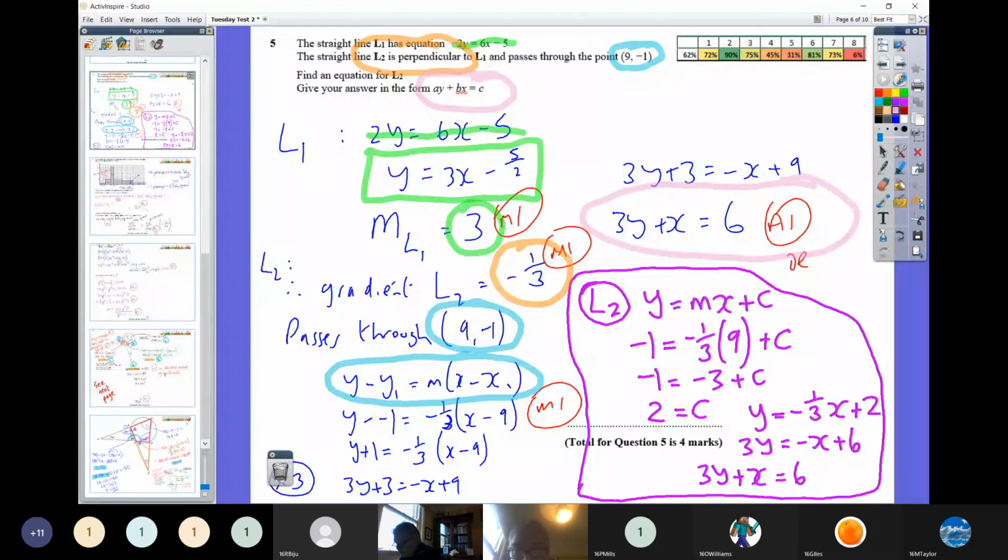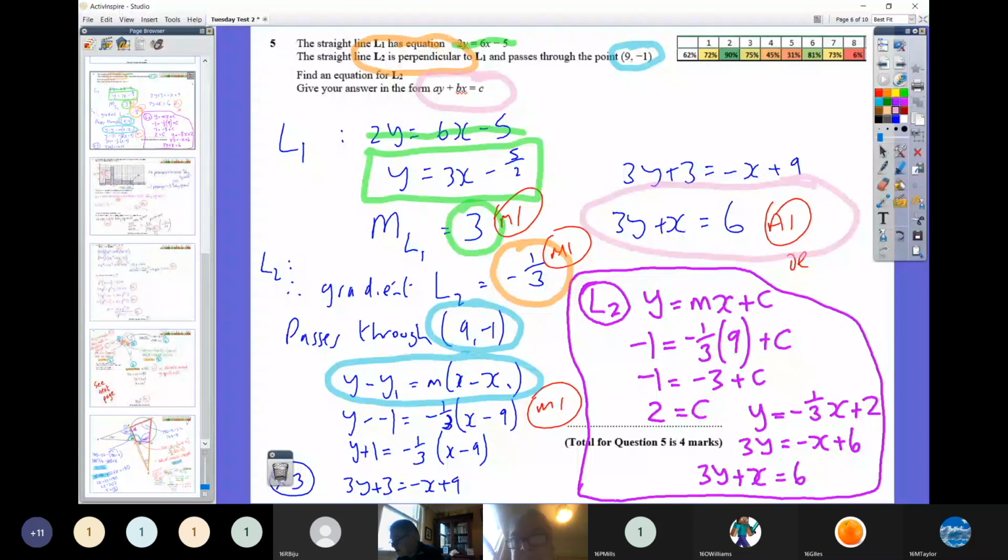Now that bit in purple is just the alternative way of finishing this question off. Rather than using y minus y1 equals m times x minus x1, you absolutely can use y equals mx plus c, and then just substitute in.